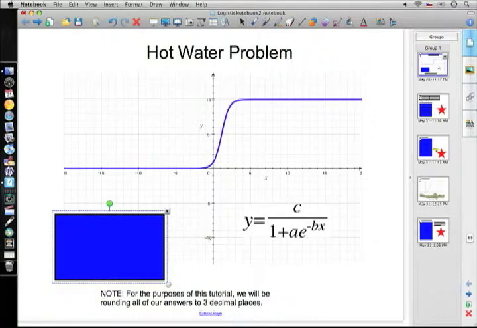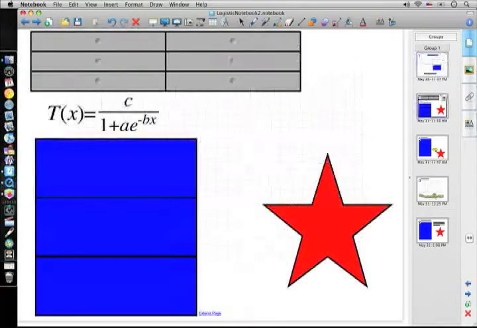Note, don't forget to store your answers on your calculator. For the purposes of this tutorial, we'll be rounding to 3 decimal places. Now that we have a general equation, the first thing we do is solve for a and b by plugging in the information we know.